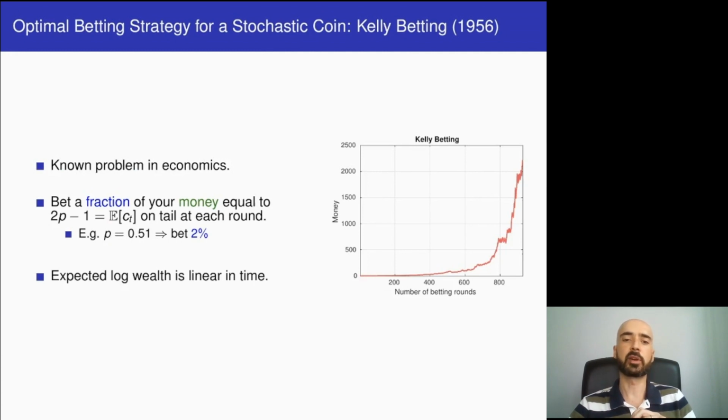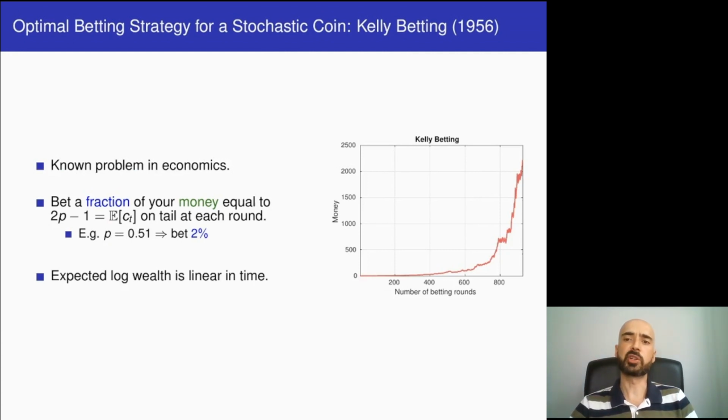So let's say that, for example, the coin is not fair, but it's very close to a fair coin. The bias is 0.51. You should bet 2% of the money that you have blindly, it doesn't matter if you win or lose, always on the same side. Now, if you do that, Kelly proved that the expected log wealth will increase linearly in time. So roughly speaking, you can imagine that your money will increase exponentially over time.